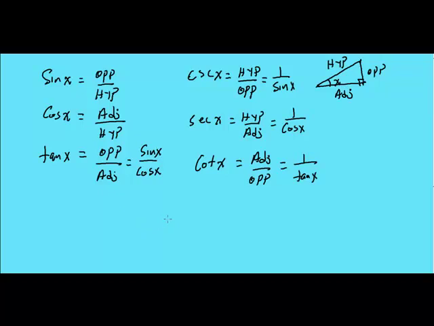Some people like this crazy word called SOHCAHTOA. And where does that come from? Sine, that is S. SOHCAHTOA. Sine is opposite over hypotenuse. Then cosine is adjacent over hypotenuse. So tangent is opposite over adjacent.